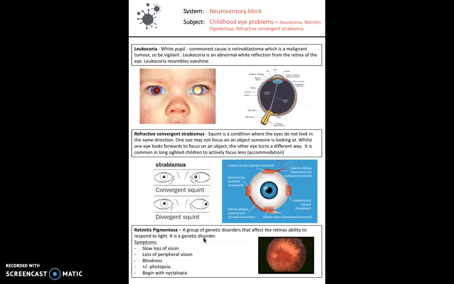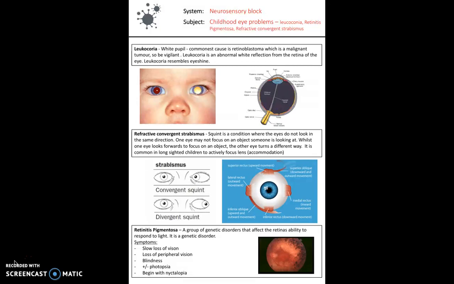Refractive convergent strabismus. So this is a squint. Strabismus is a posh word for squint, and it's a condition where the eyes do not look in the same direction. So one eye may focus on one thing, while the other eye is focused on something else. And lastly, you've got retinitis pigmentosa, which is a group of genetic disorders that affects the retina's ability to respond to light. Okay, and this is a genetic disorder.